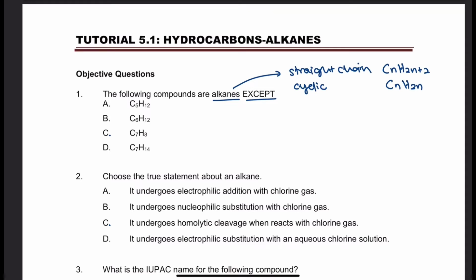As we can see, the first one does match the general formula for straight chain alkanes, and the fourth one as well. Option B, C6H12, matches with the general formula for cyclic alkanes. So this here is a cyclic alkane. And C would be our answer because that does not match with the general formulas of our alkanes.